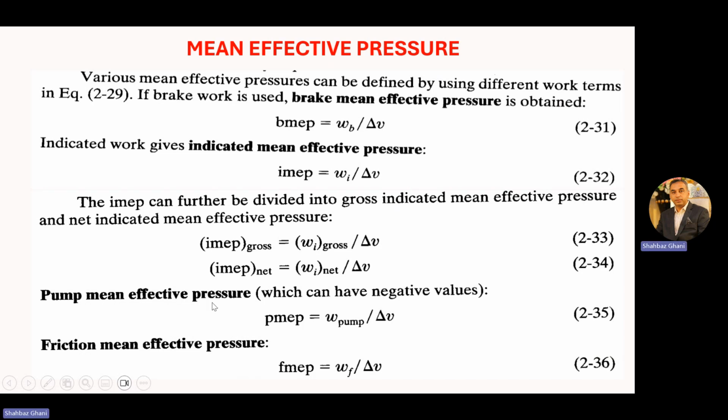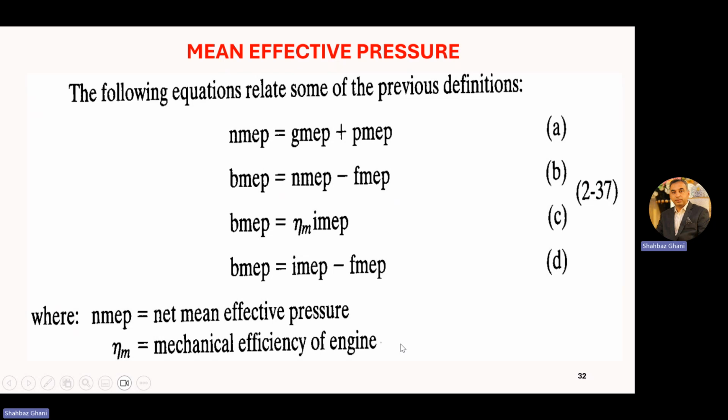For pump work, which has a negative value, we have the pump mean effective pressure. For friction work, we use the term friction mean effective pressure. And we can further correlate these equations.